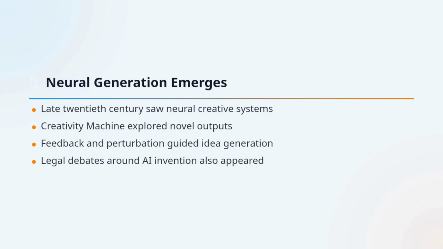One example was the Creativity Machine, developed by Stephen Thaler, which used perturbation and feedback to explore new ideas. Around the same time, scholars and legal experts started asking whether AI-generated inventions challenged normal ideas of creativity and inventorship. So the technology was growing, and the legal questions were growing with it.